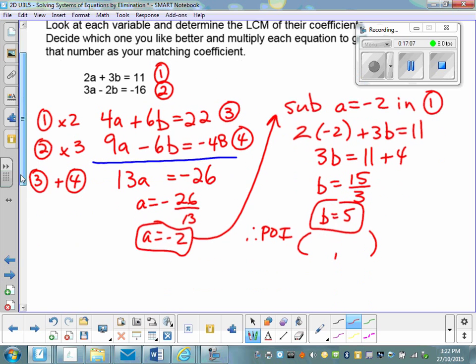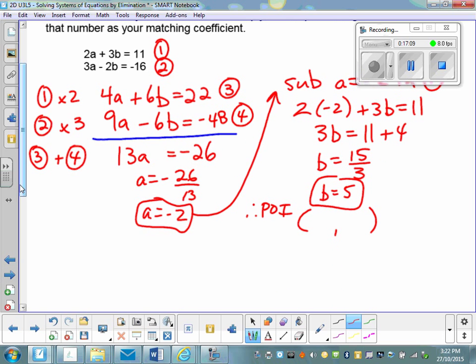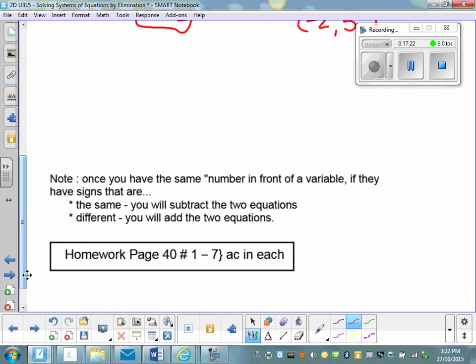If we have a point of intersection and it's not x and y, then the variables that they give us we put in alphabetical order. So it's going to be a first and then b second. So that's our point of intersection. And just to note at the bottom of the page, it says once you have the same number in front of the variable, if the signs are the same, then you subtract the two equations. If the signs are different, then you add the two equations.